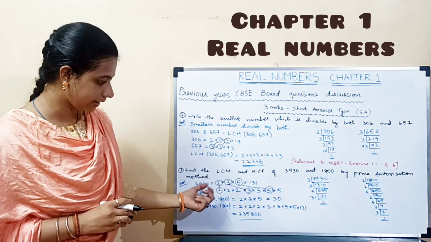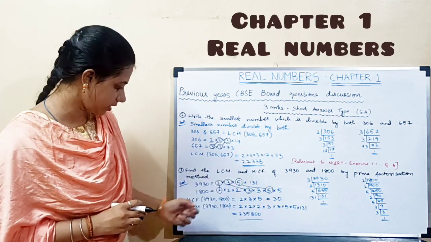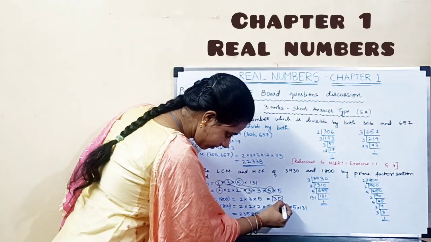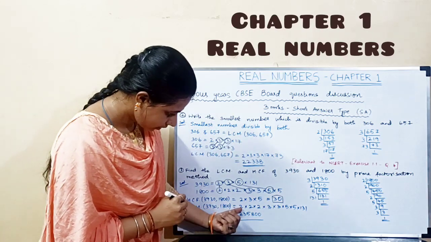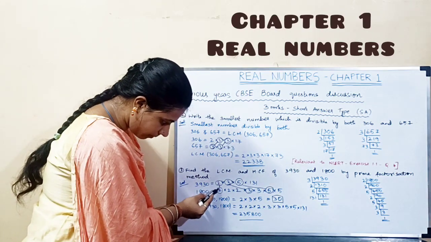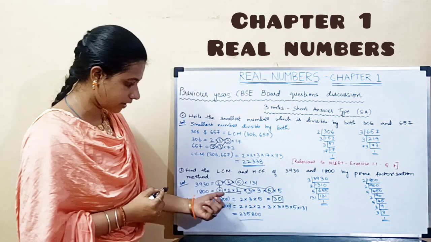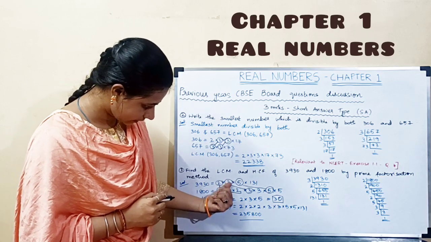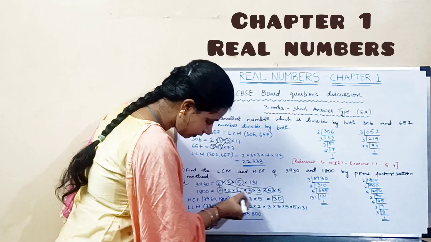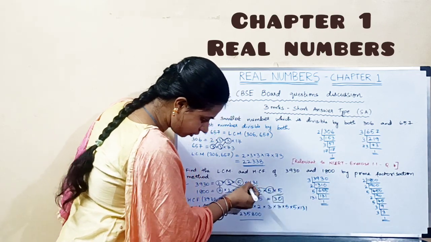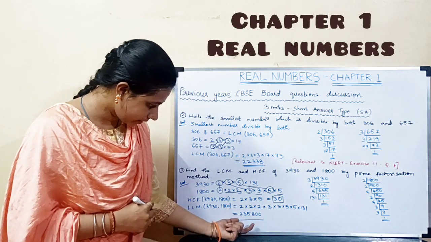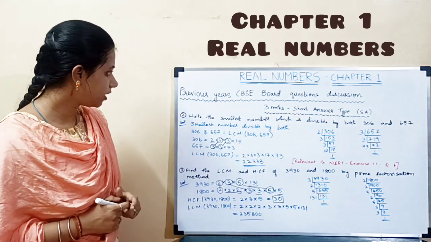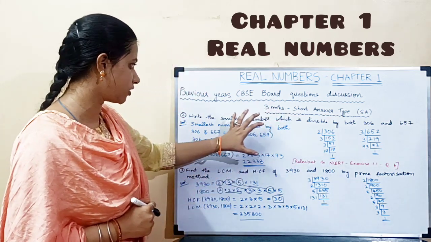And coming to the HCF, we will take only the common factors which are present in both of them. So for HCF we will take 2 into 3 into 5, which is 30. And for LCM we will take 2 from the common and the other 2s which are not common in both of them. So 2 into 2 into 2. Similarly for 3 we will take 3 into 3, and 5 into 5 into 131. So we will get the LCM as 2,35,800. Now here we are completing the 3 marks or short answer type question.